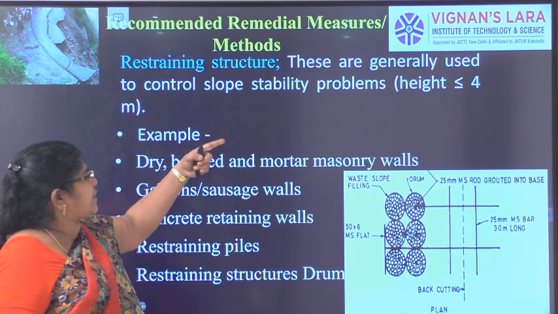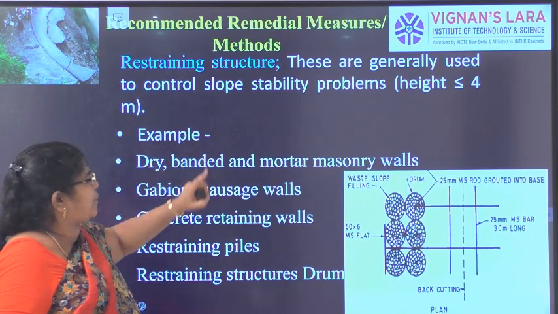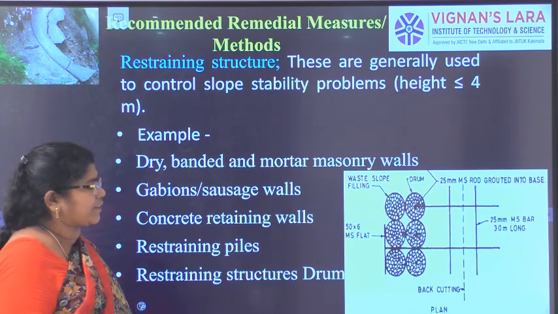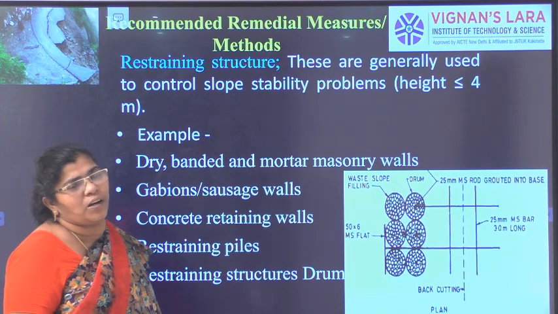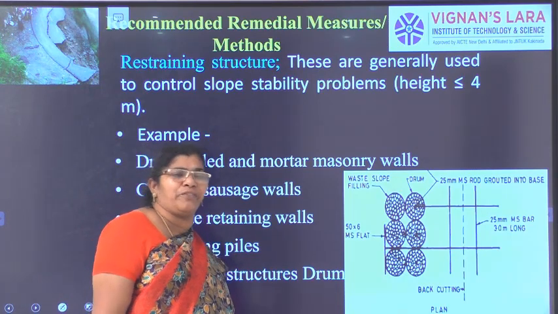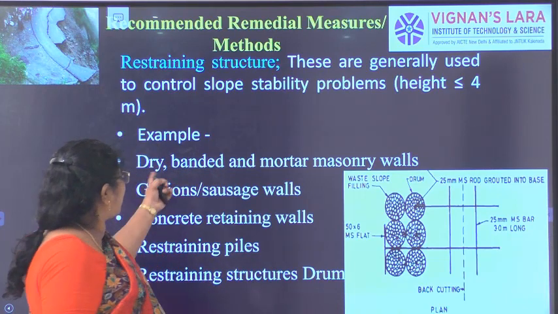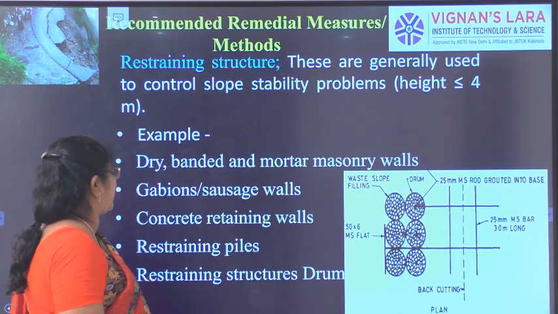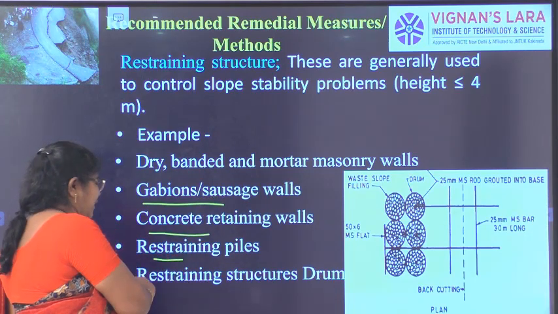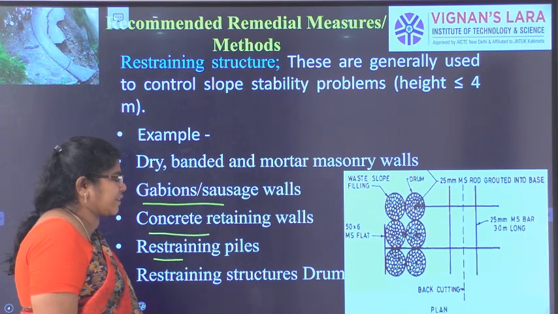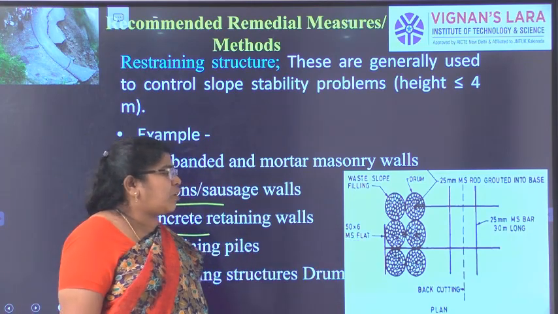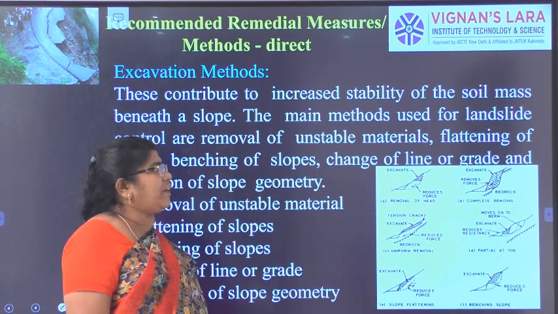So the restraining structures are used to control the slope stability problem. Height should be less than 4 meters if there is a landslide area. Almost all the hilly areas, the permission is given only for 3 floors. Okay. So examples: dry brand mortar masonry wall, then the sausage walls, concrete retaining wall, restraining piles, retaining structures, everything has to be constructed properly so that the slope can be maintained.